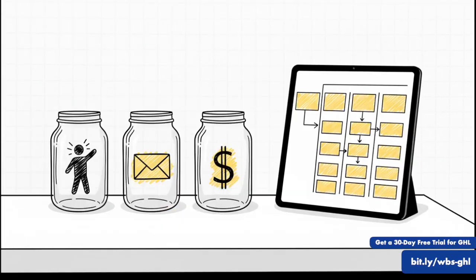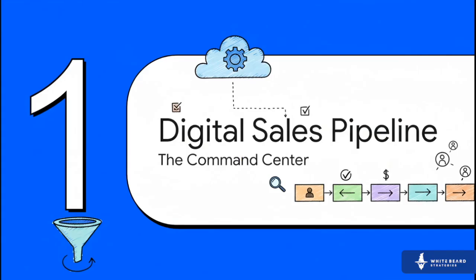But what if you could have a perfectly organized command center for every single one of those leads? A system where nothing gets missed and you know exactly what to do next every single time. Well, it's time to organize that digital kitchen of yours. Okay, let's dive right in.